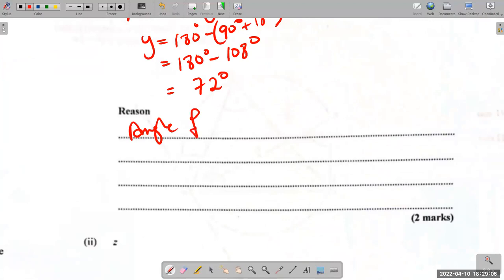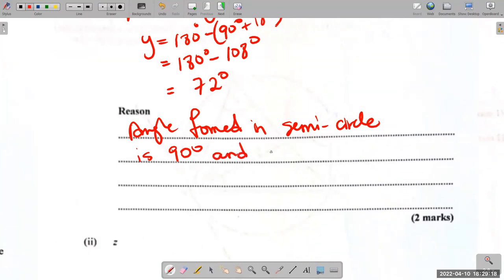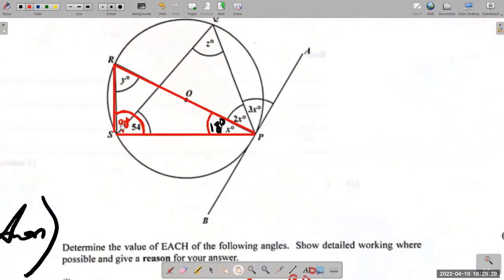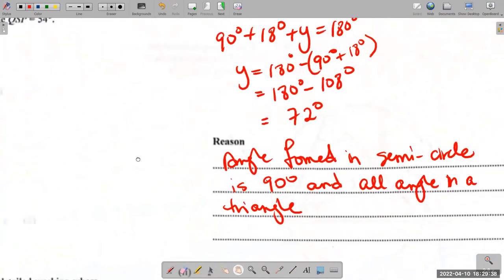Angle formed in a semicircle is 90 degrees. And all angles in a triangle, because remember, it's those two rules we use there. We use the rule that this angle is 90, which is the angle in the semicircle. Then we use the rule that all three of them must add up to 180. That's why we subtract from 180, okay?